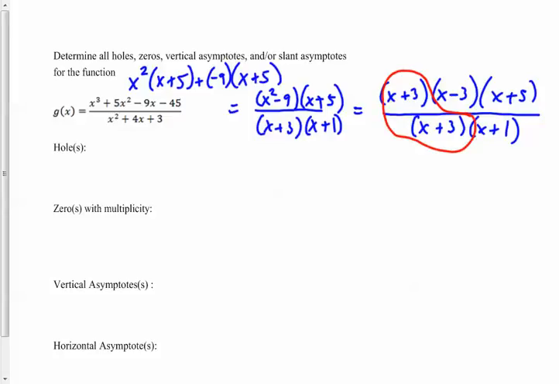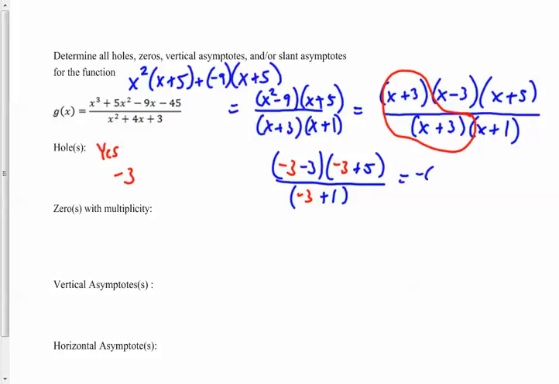So the x-coordinate of the hole should be when x is negative 3. To find the y-coordinate of the hole, since it's just one point missing from this graph, we can basically plug in negative 3 into the rest of the graph. We get negative 3 minus 3 times negative 3 plus 5 all over negative 3 plus 1. So that should give us negative 6 times 2 all over negative 2. Or the point for our hole should be when the x-coordinate is negative 3 and the y-coordinate should be positive 6.